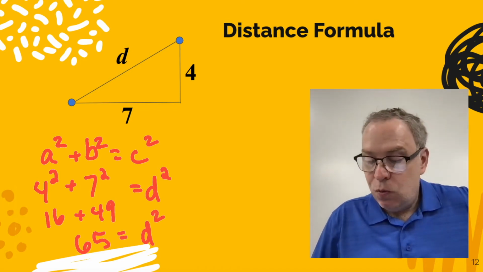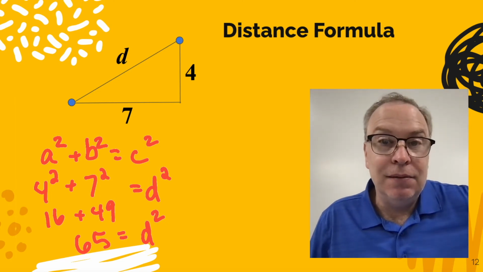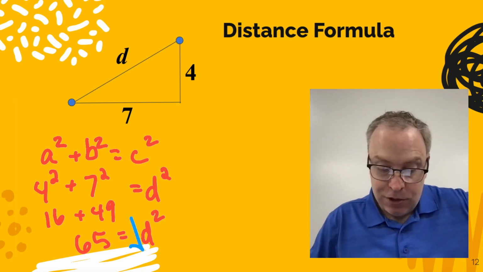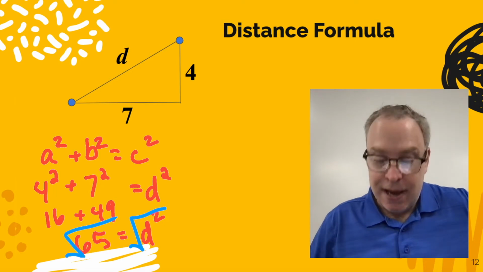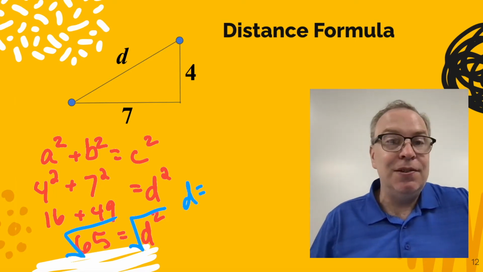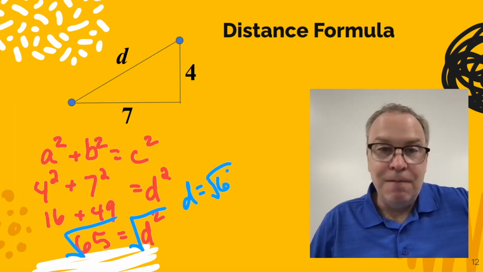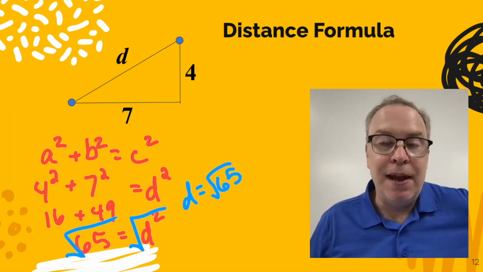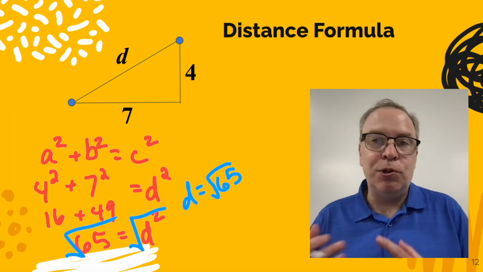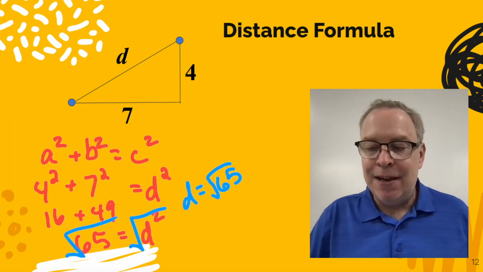Now, how do you get rid of that square on that d? Hopefully you're thinking the square root. You put the square root on both sides, you see that the distance between those 2 points was the square root of 65. So a little bit more than 8. I didn't actually figure out the decimal. I'm sure it's between 8 and 8.1.